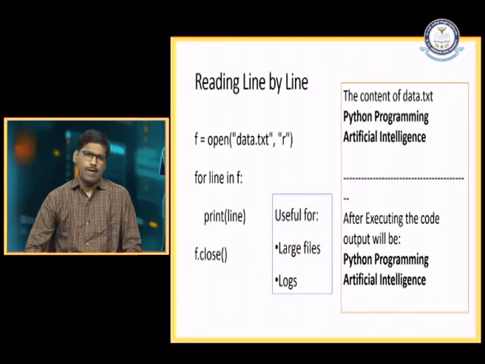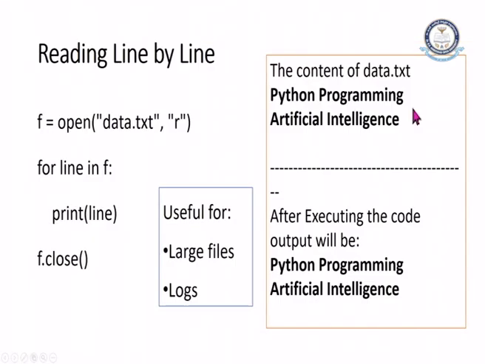Okay. Now, see one more example: how to read data from a file line by line. Assume we have a file data.txt. In that the content we have is "Python programming" in line 1, and in the second line "artificial intelligence". Assume that we have this content in the data.txt file. You must keep this file ready before executing this code.